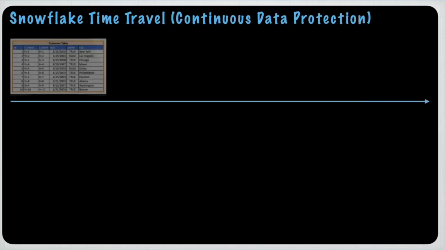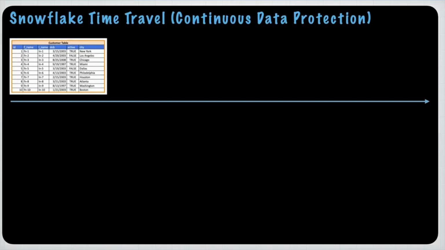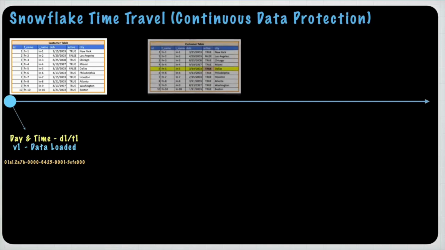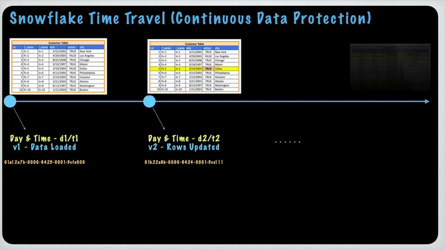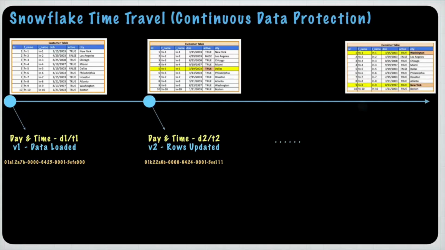We have a customer table and data is loaded via the copy command, and we can say that it is day 1, time t1, and version v1 data with a query ID ending with 000. The next day, an ETL job performs an update operation that updated one or more rows and changed the state of the data, and we can represent it with day d2, time t2, and version v2 with a query ID ending with 111. A few more DML operations are executed, and that may include insert, update, and delete SQL statements, and that's how we reach day 9 and time T9 with version V9 having a query ID ending with 999.